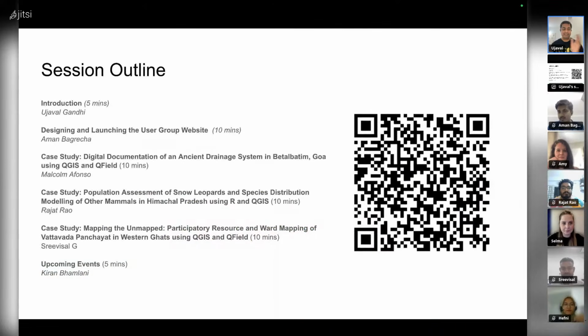In this session, we will start with our journey of how we created this user group, then talk about creating a website and hosting it on the qgis.org subdomain. We have three really interesting case studies where the speaker will show how they used QGIS and QField in a really interesting way. And then we'll share some of our upcoming events and how you can join the community.